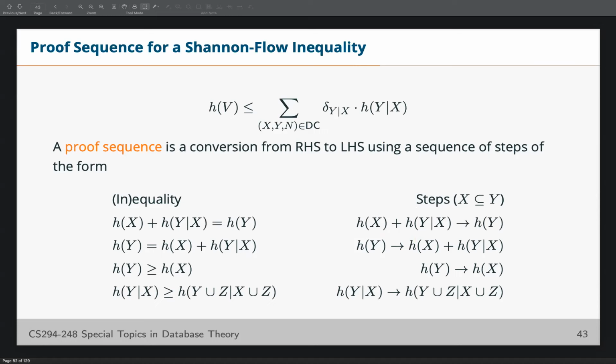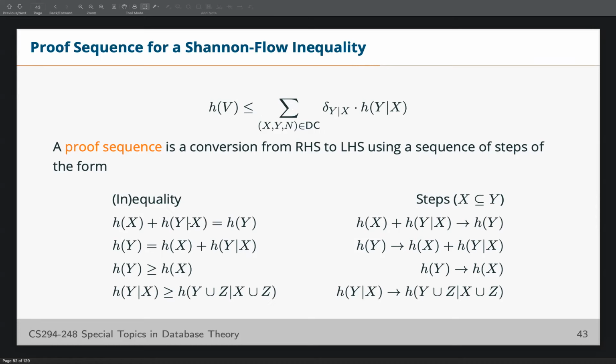So here's the algorithm. The algorithm goes like this. We somehow magically get a hold of a Shannon flow inequality, just like the one we just discussed. And then we magically come up with a proof sequence. We just saw an example. And then from this proof sequence, there are basically the following steps in the proof sequence.